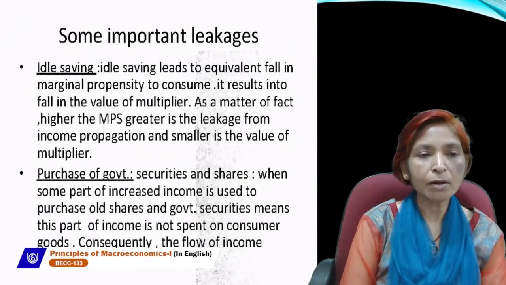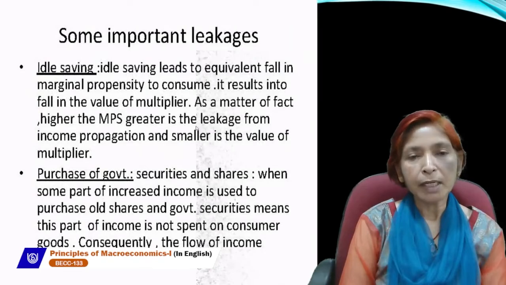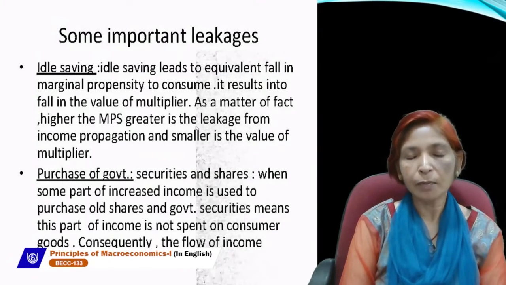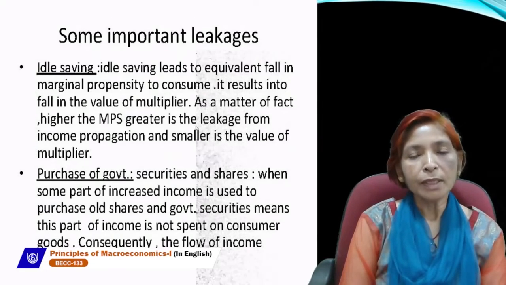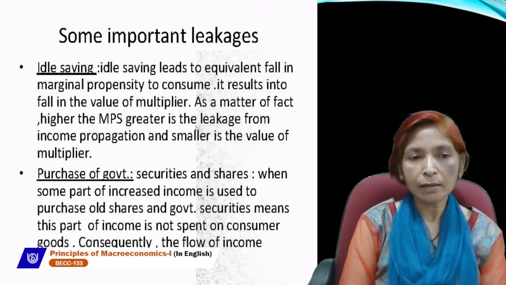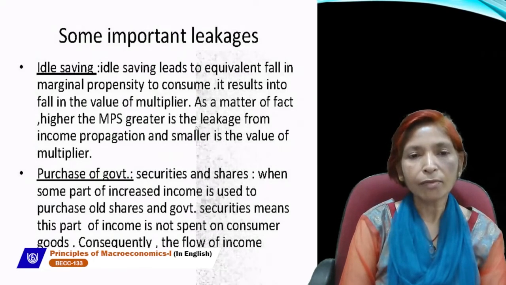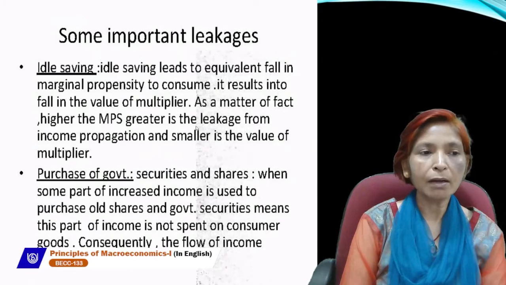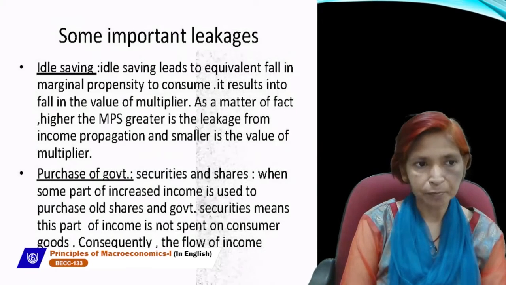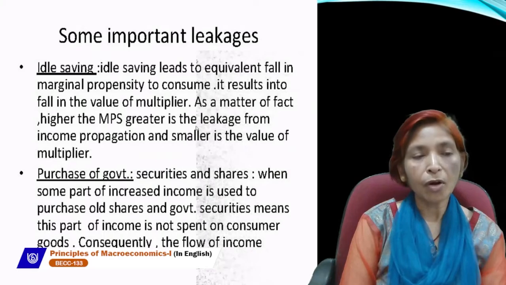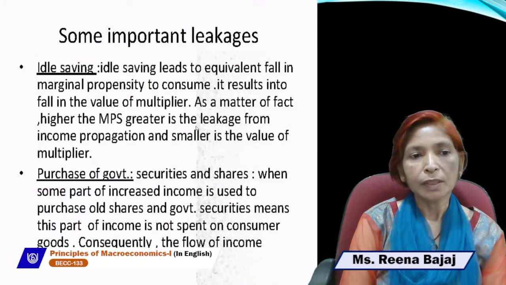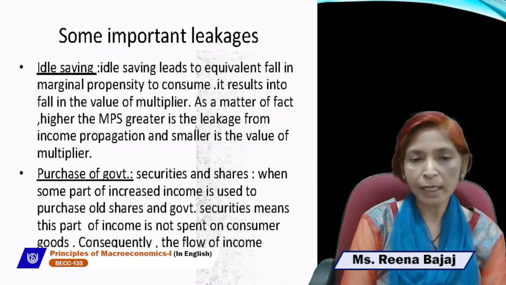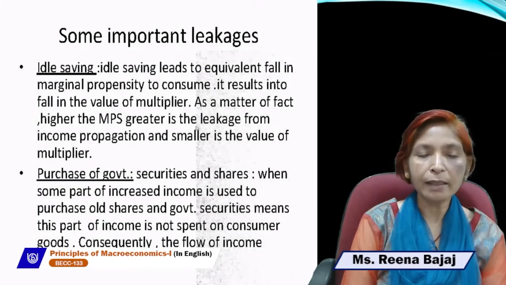Some important leakages of the multiplier concept. Multiplier, as you know, works in both directions, in a positive way or in a negative way. So some leakages are there which reduce the level of income. And these leakages are: number one is idle saving. This is idle saving or useless saving. Idle saving means if you save money at your home and not using it for any purpose, that will be called idle saving.